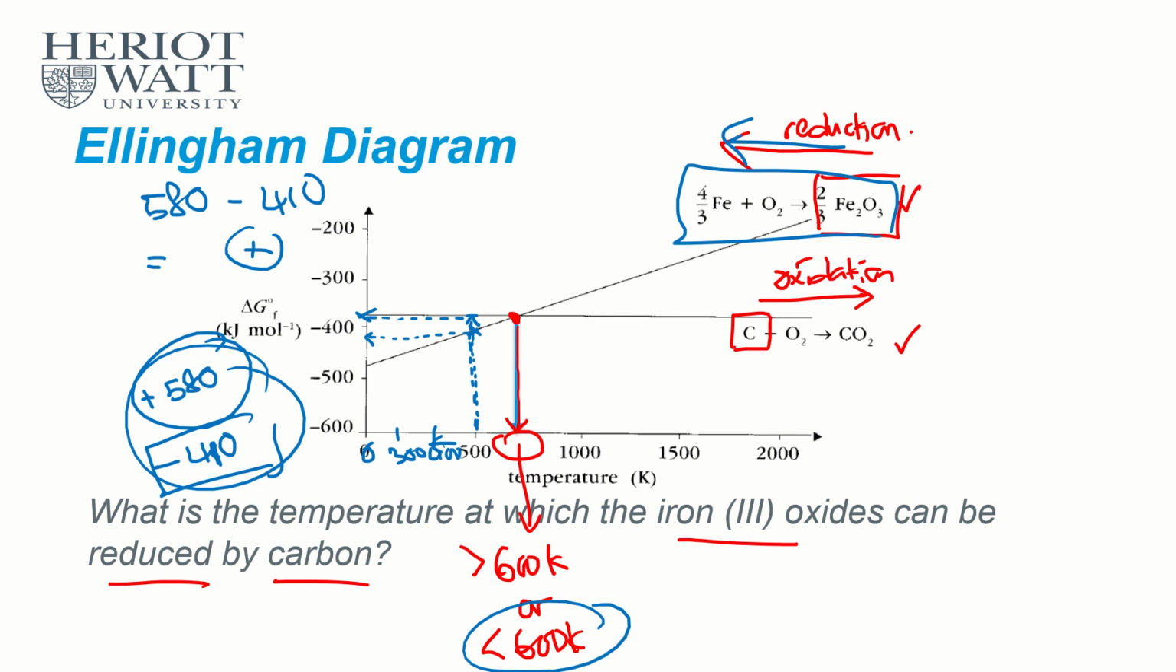So from here we can make a conclusion that when the temperature is less than 600 Kelvin, the reaction is not feasible. It's non-spontaneous. So the reduction of iron oxide using carbon is impossible at a temperature lower than 600 Kelvin. That would mean the answer is more than 600. Because it's either way. If less than 600 is not feasible, more than 600 will definitely give you a feasible reaction, will definitely give you a negative Gibbs free energy change. You get what I mean?